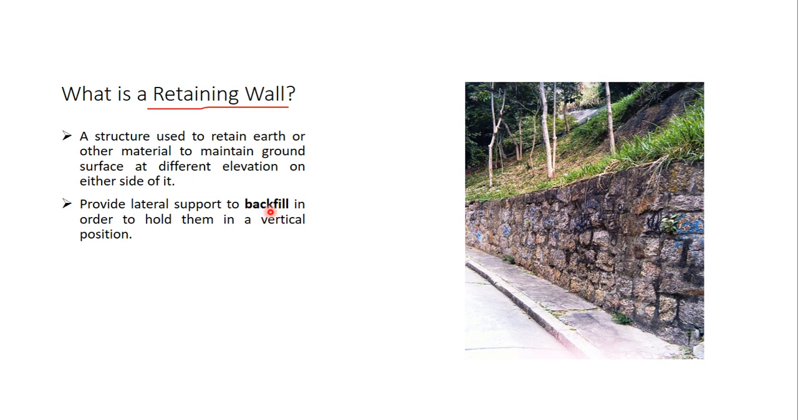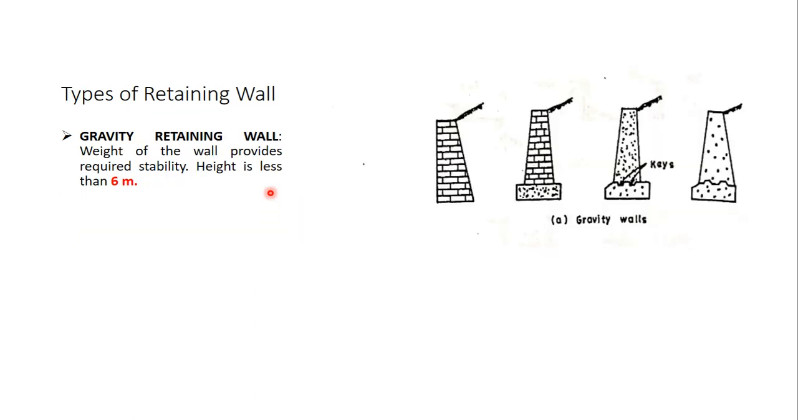Now let us look at the types of retaining wall. Although there are many types, here I will be discussing only three types of retaining wall. The very first is gravity retaining wall. These walls are made up of stone, brick or concrete, and these retaining walls are heavy enough to provide the required stability. An important point is the height of such walls is always less than 6 meters.